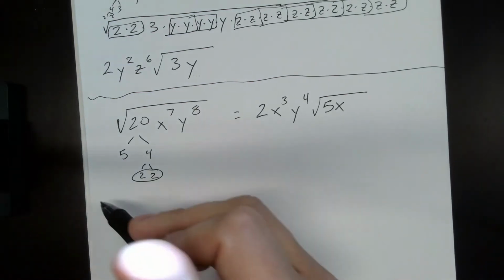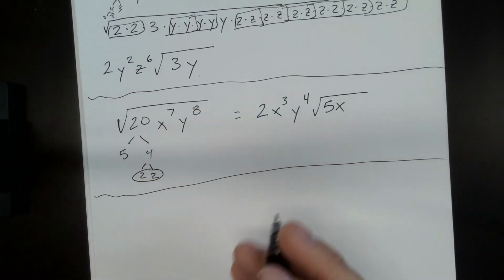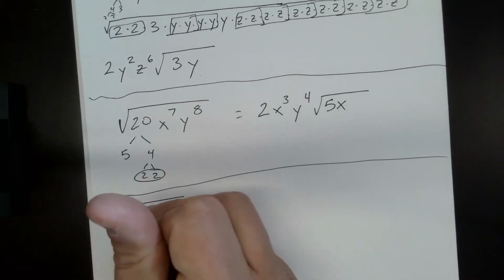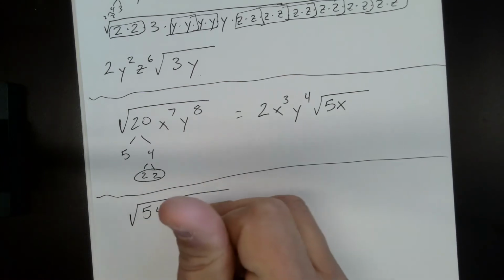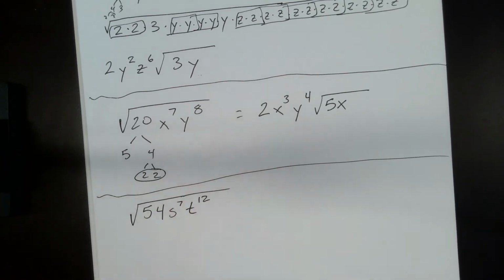So let's have you guys do it on your own here. Let's say we had the square root of 54 s to the 7th t to the 12th.